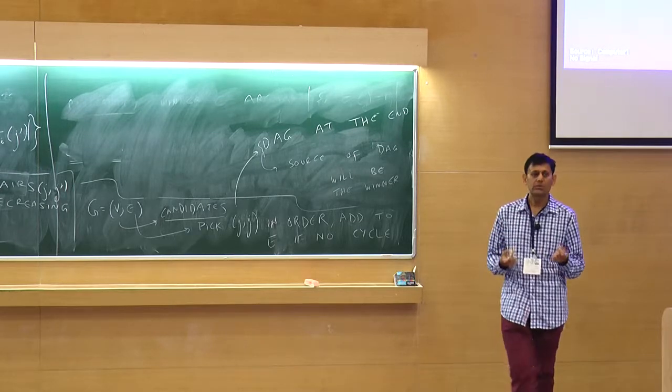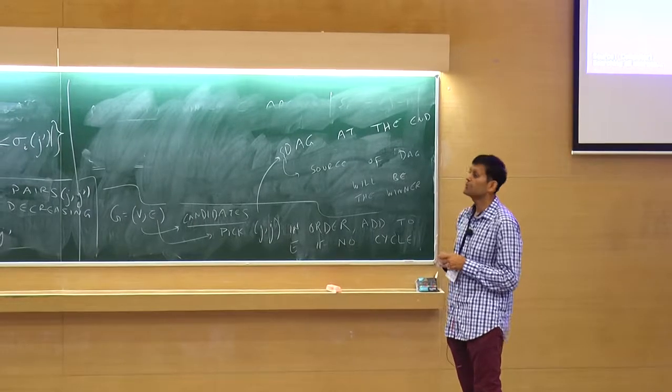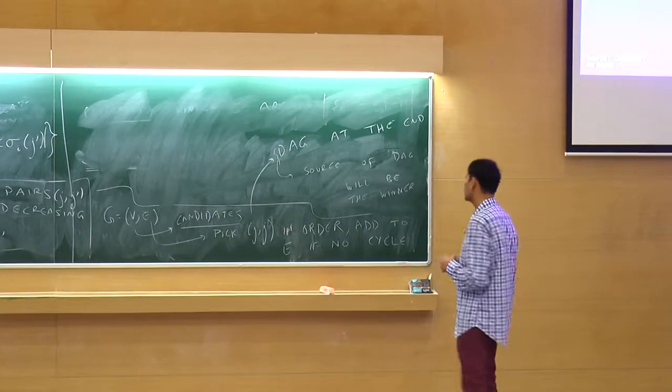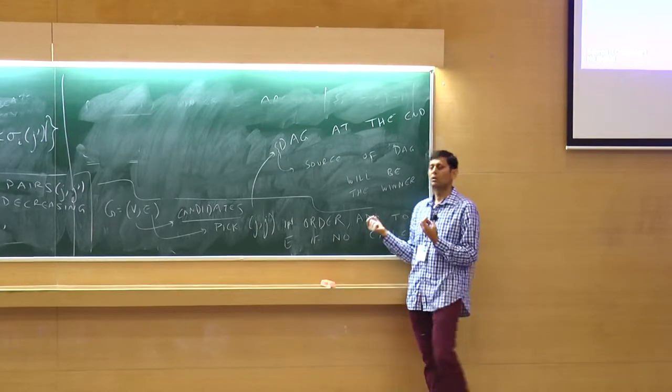So now we have these rules. Since the source need not be a Condorcet winner, but if there is a Condorcet winner, it will be the source. So ranked pairs is a very attractive rule.